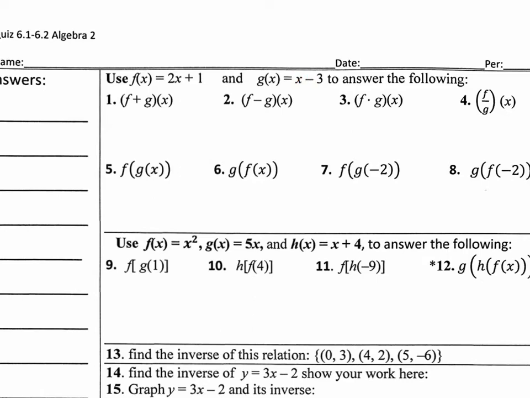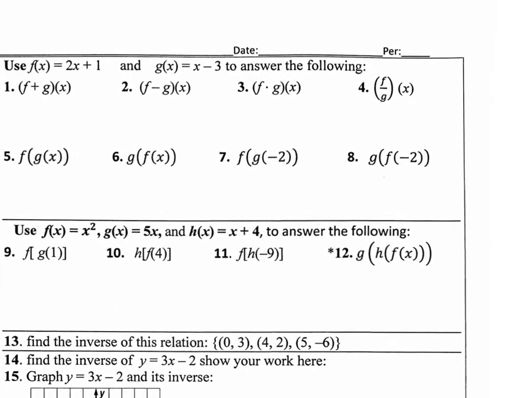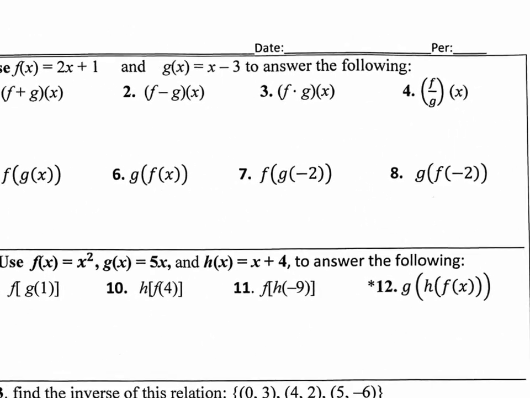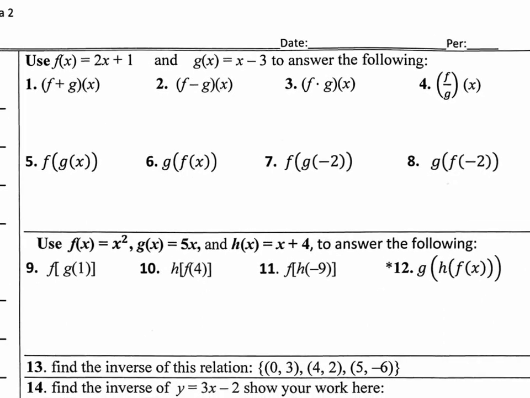I do want to go over number 4 particularly. A lot of people messed up on number 4, and it's really ridiculously easy. What does 4 say? That notation says to take your f function and divide it by your g function. So your f function is 2x plus 1, if you write that. So far so good. Divided by your g function, which is x minus 3.